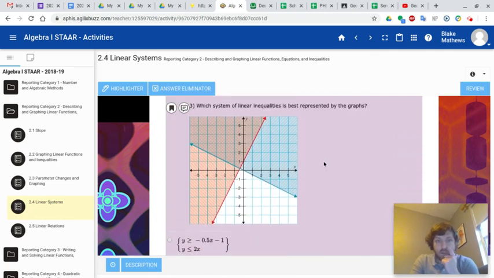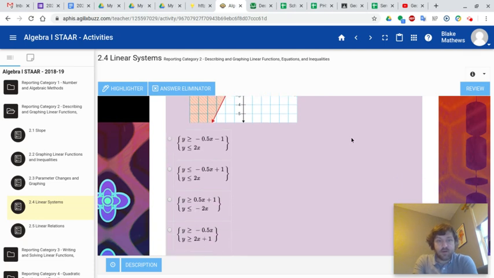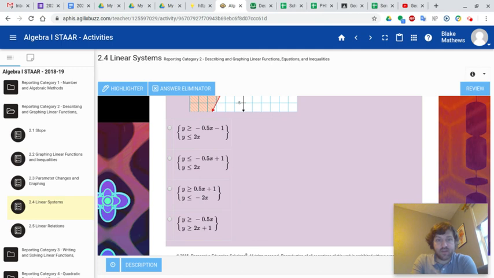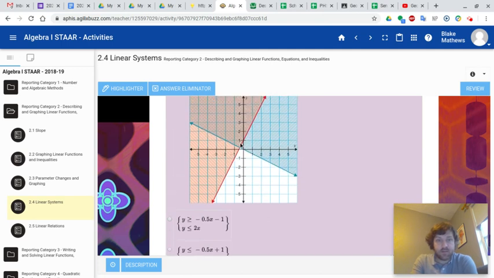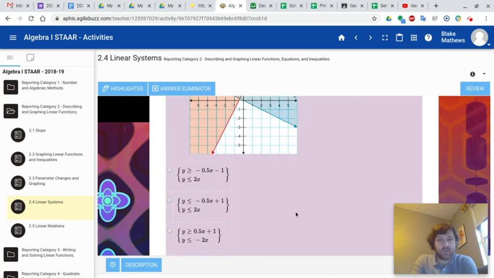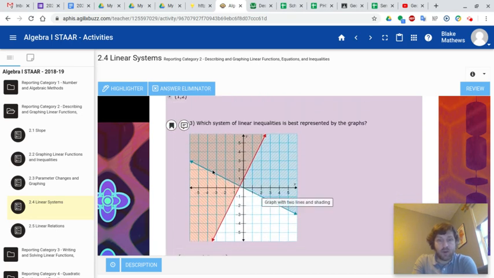Next one. Which system of linear inequalities is best represented by the graphs? Now, really, we don't actually need to know much about this except for the fact that we have one slope that's positive and one slope that's negative. And it appears that they all have a positive and a negative, so that's not going to help us. The other thing I can see is that both graphs have shading that are above the line. This blue is above the blue line. The red is above the red line.